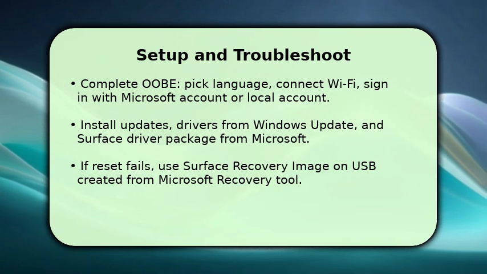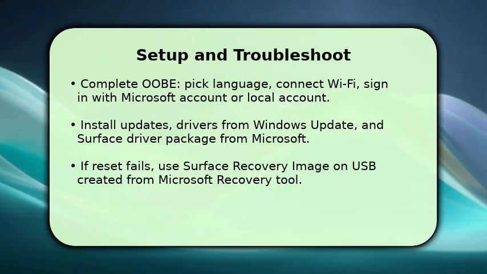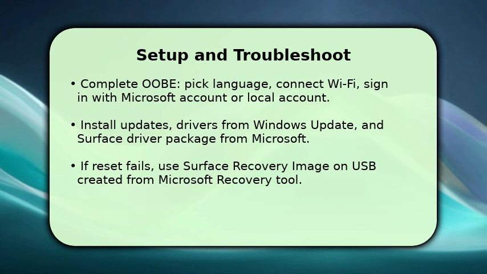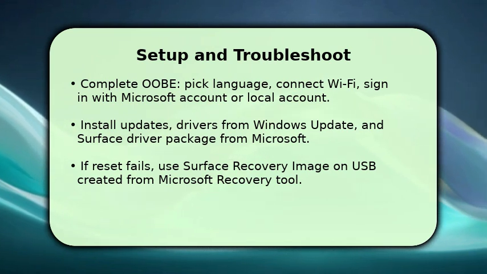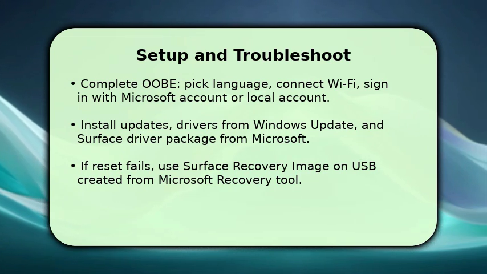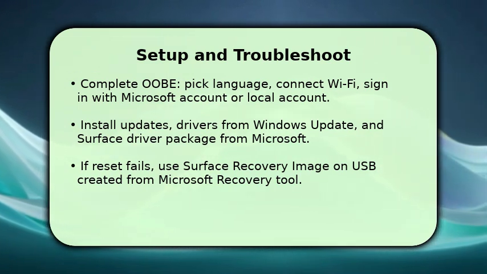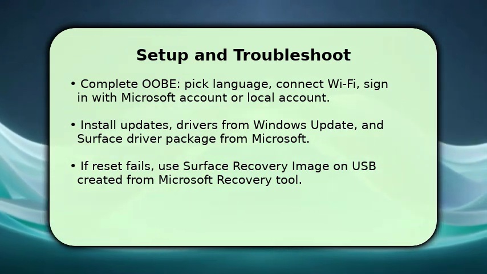If something goes wrong, like the reset failing or boot loops, create a Surface Recovery USB using the recovery tool on another PC and reflash the device. That often fixes corrupted system images.